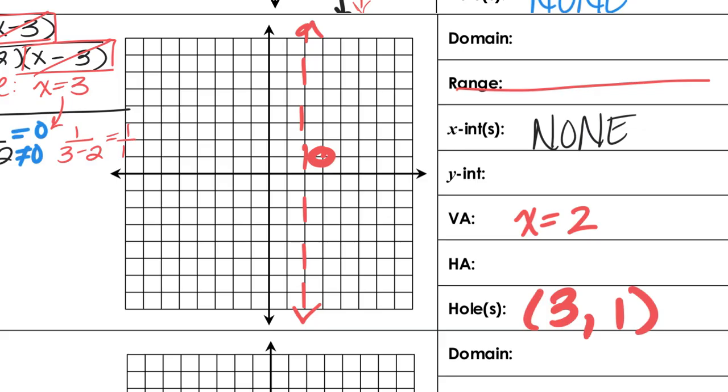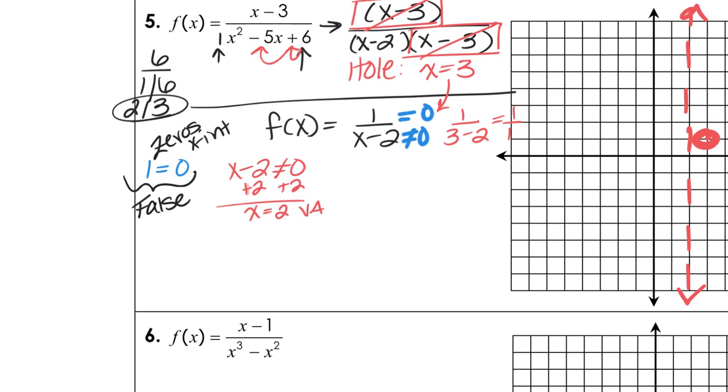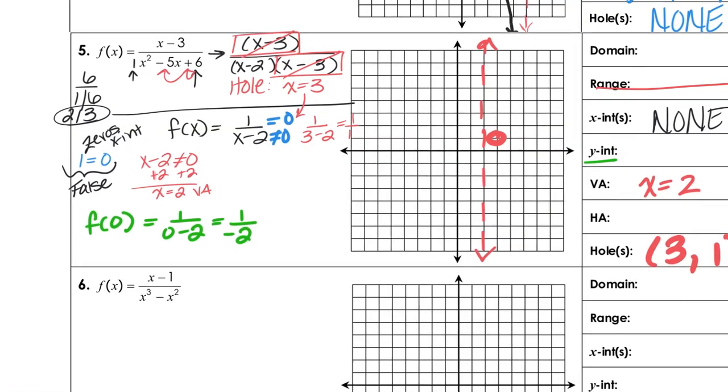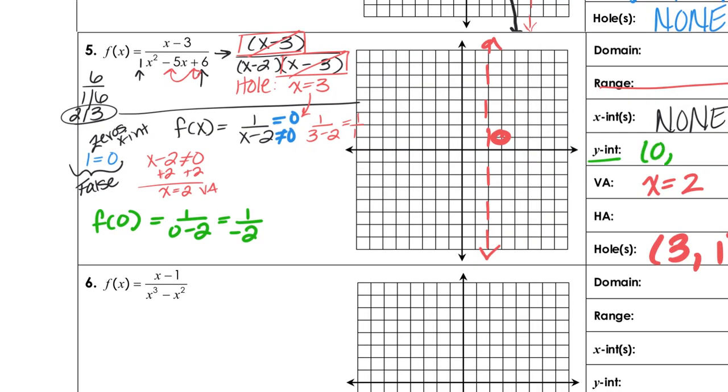Domain is last, so let's look at that y-intercept. So remember, a y-intercept is saying what happens if I replace all my x's with 0? Well, 0 minus 2 is negative 2. So my y-intercept will say when x is 0, y is negative 1/2. So somewhere like right in here.